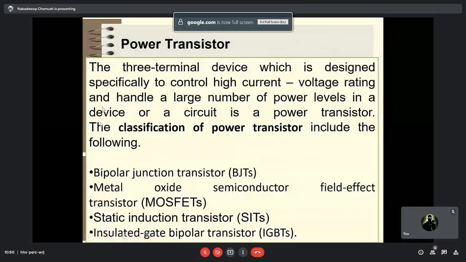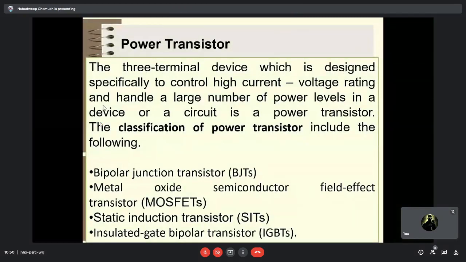Power transistor. What is a transistor basically? A transistor is a three-terminal electronic device. First thing. Next, why is it called a transistor? Transfer of resistor, right? From low to high, transfer of resistor.